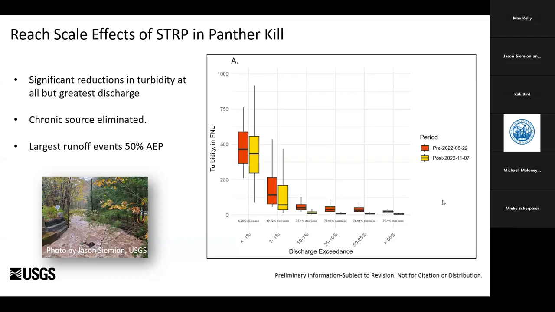So like Warner, future storms will test the integrity and efficacy of these reach scale stream projects in regard to turbidity reduction. But that being said, the one takeaway we can definitely take from this figure right here is that turbidity at Panther Kill was dramatically and statistically significantly reduced in excess of 50% and often 75% for all but the upper 0.1% of discharge. And with that, I'll turn it back over to Jay.